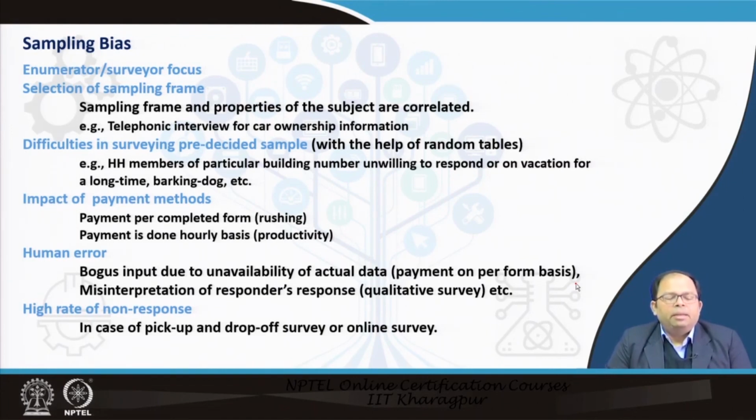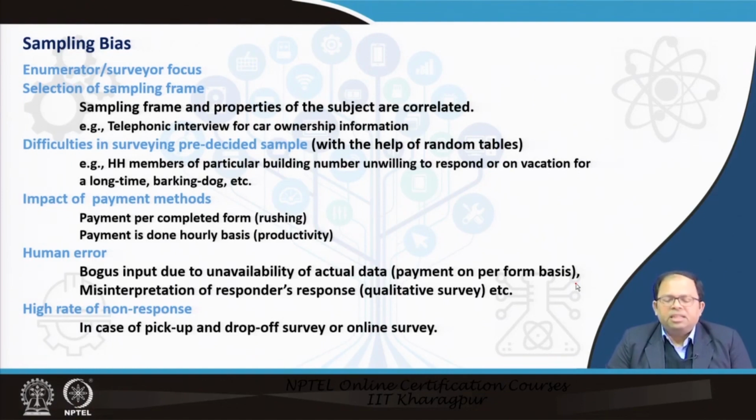And then depending on the sampling frame, there is also bias. For example, when we are doing a telephonic interview for car ownership, automatically we can understand presence of telephone and presence of car are correlated. So the sampling frame and the properties of the subjects are correlated. So there may be error. So we would only get well-off individuals.